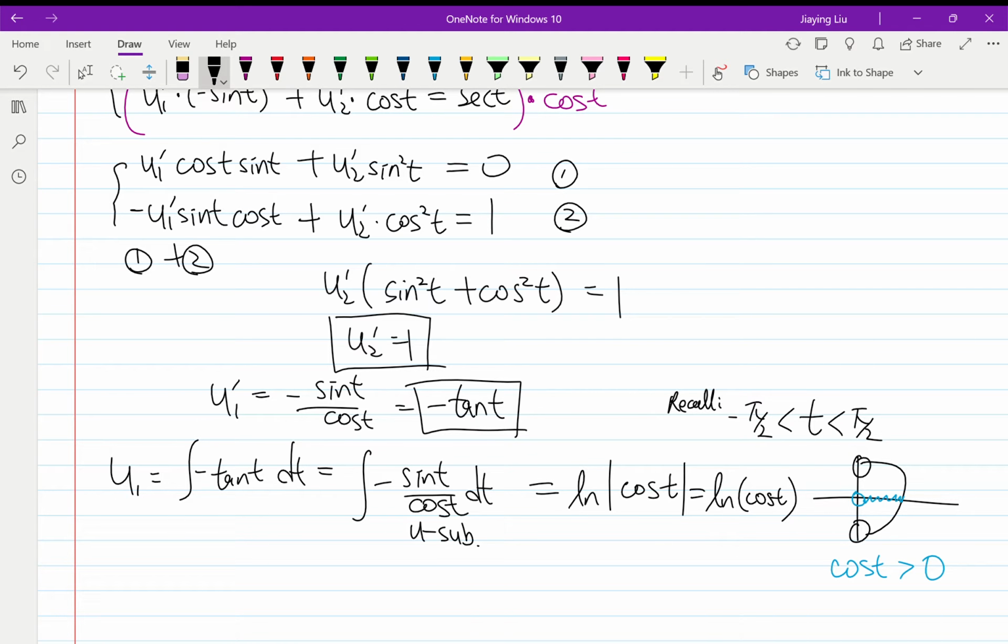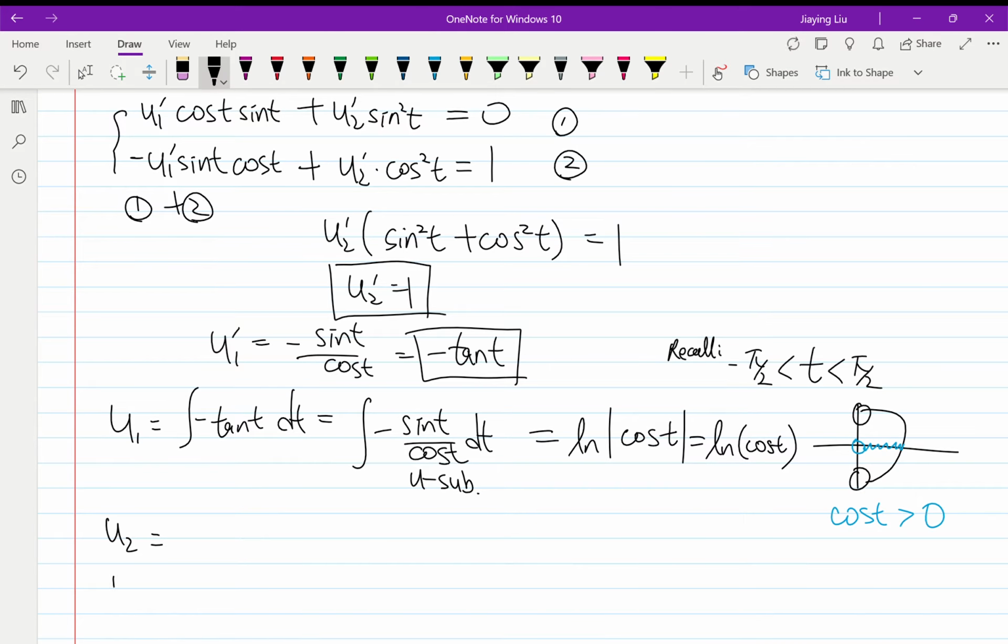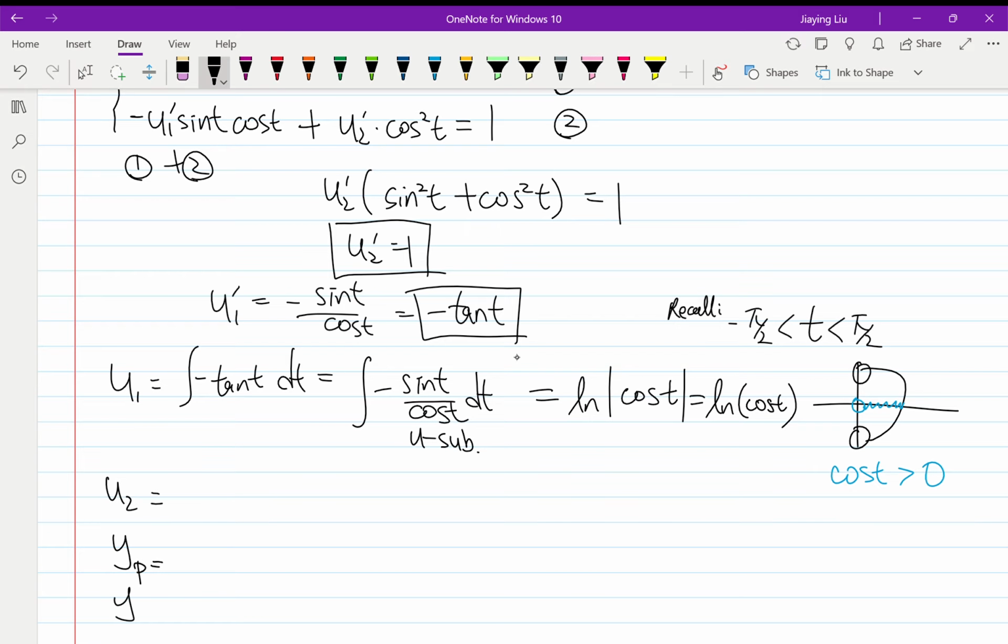And I'm going to let you find u2, which shouldn't take too long. And then you can figure out the particular solution, because we have u1, then we have u2, and we also have y1, y2 from the very beginning. And don't forget to write down the general solution.